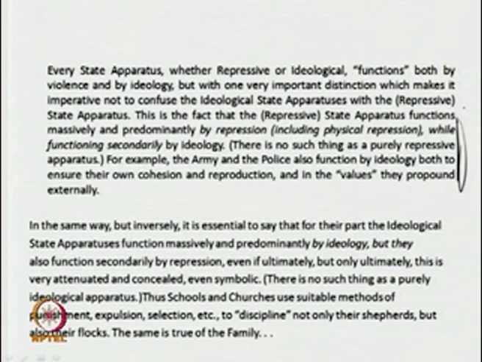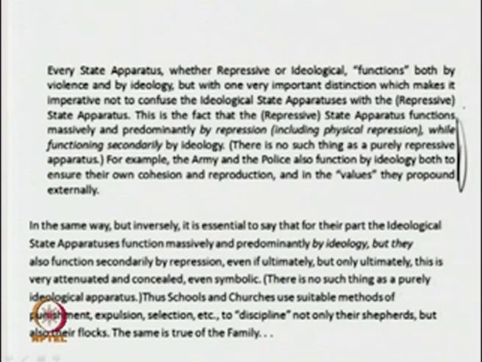Then again, look at this slide. In the same way, but inversely, this applies. It is essential to say that for their part, the ideological state apparatuses function massively and dominantly by ideology, but they also function secondarily by repression. The inverse is true in the case of the ISAs. Even if ultimately, but only ultimately, this is very attenuated and concealed, even symbolic. The repression that is there in ideological state apparatuses.